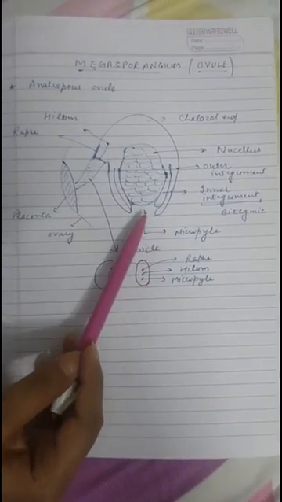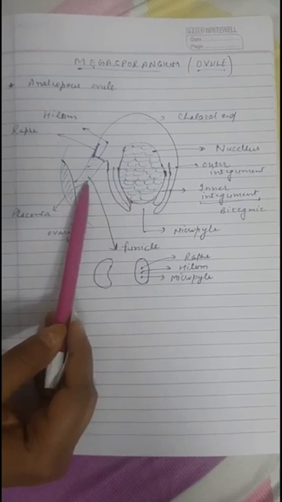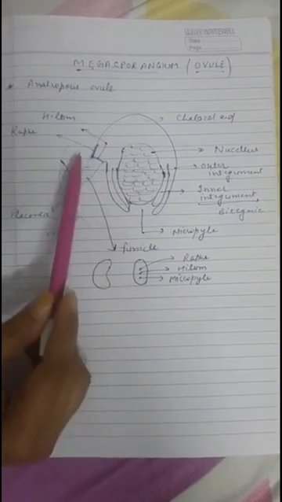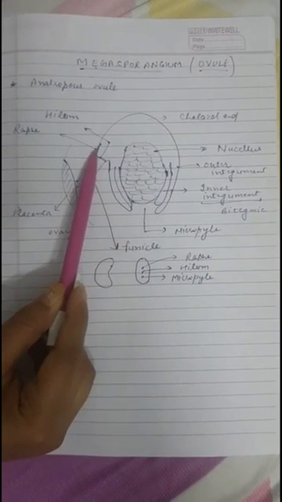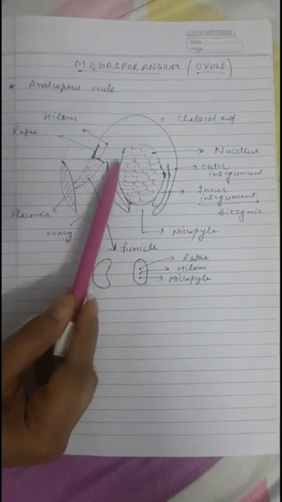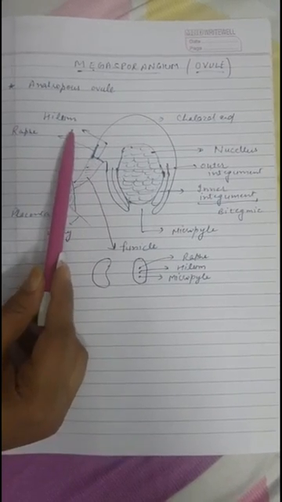So is it clear? The structure is clear. This is the point at which the ovule will attach with the placenta, called funicle. The tissue extended from the funicle towards the ovule is called raphe. The point of attachment of the ovule with the funicle is called hilum.